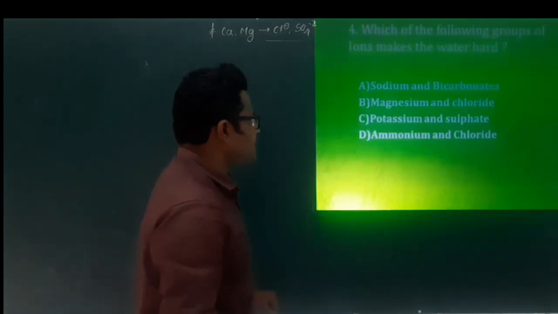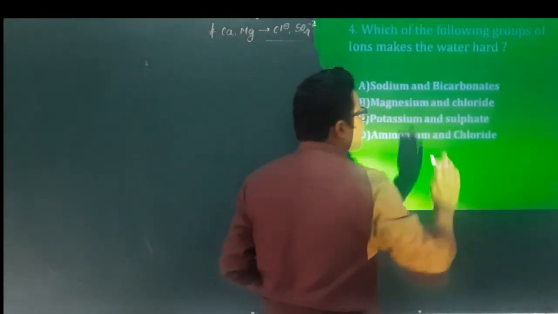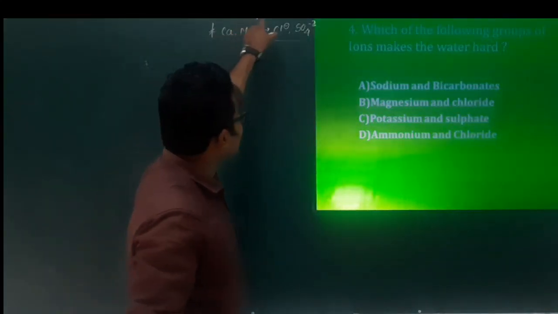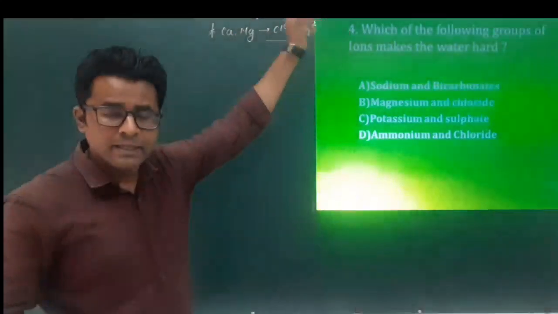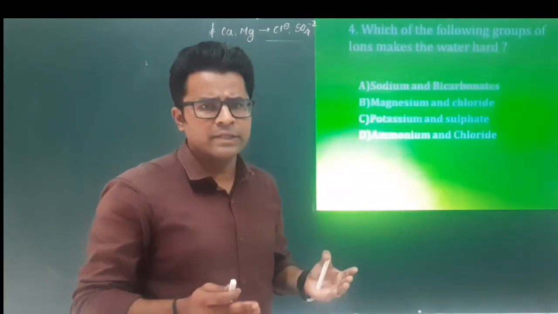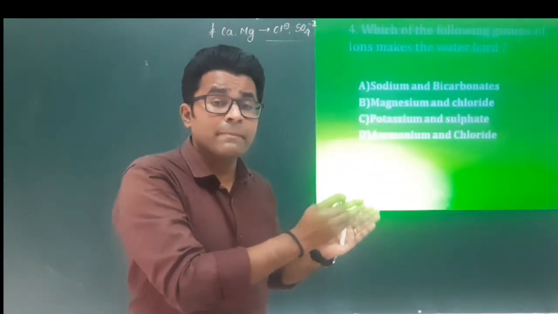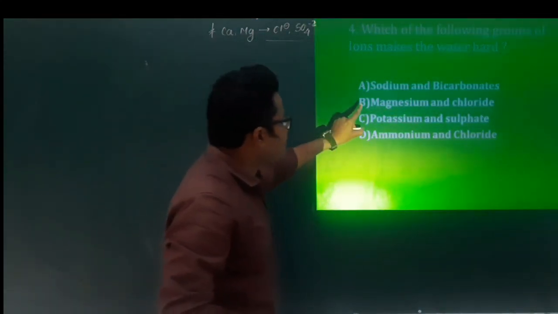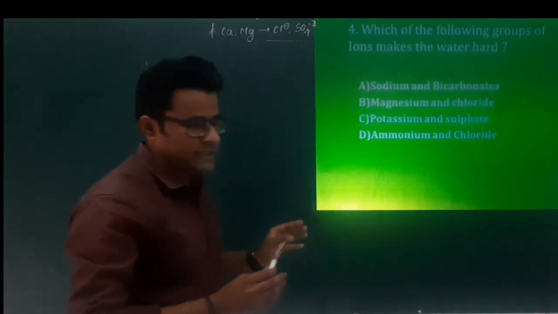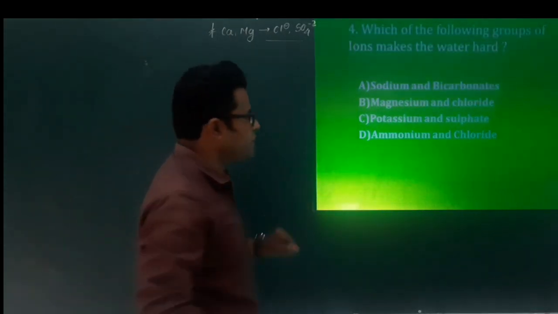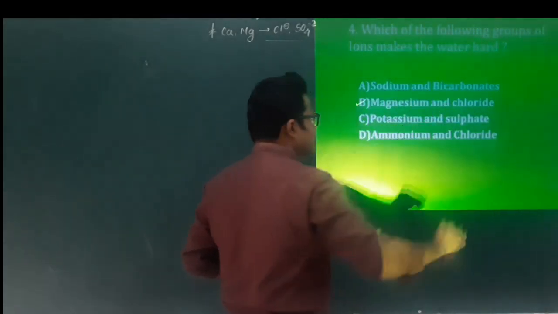Now, let's see here. Sodium and bicarbonate, that is sodium bicarbonate, NaHCO3. In that particular case, whatever water we get is not going to be hard water, it is going to be soft water because of the sodium ions. So option A is not correct. Magnesium and chloride, yes, because of these particular ions, water will become hard water. Therefore, option B is the correct answer.